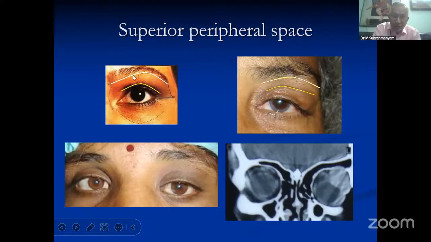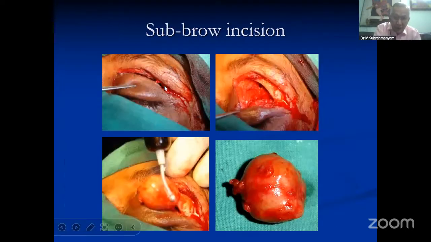If the lesion is in the superior peripheral space, the incisions are the subciliary incision and the superior lid crease incision. So these two are available. I prefer the superior lid crease incision. Here you can see a mass. CT shows that it is a small mass, not a very big one, a lacrimal gland adenoma. You can see that there is fullness here on the lateral side, superolaterally. The eyeball is pushed down and a little medially. So what I did for this, I did a subbrow incision.